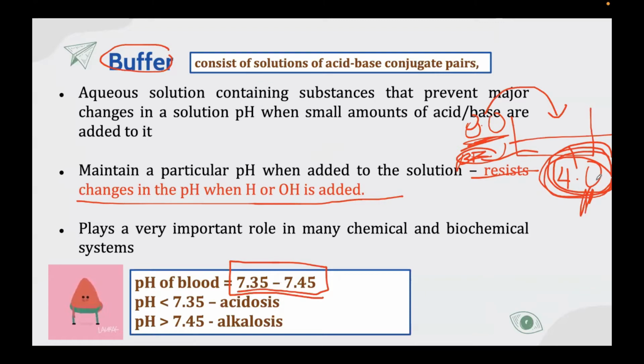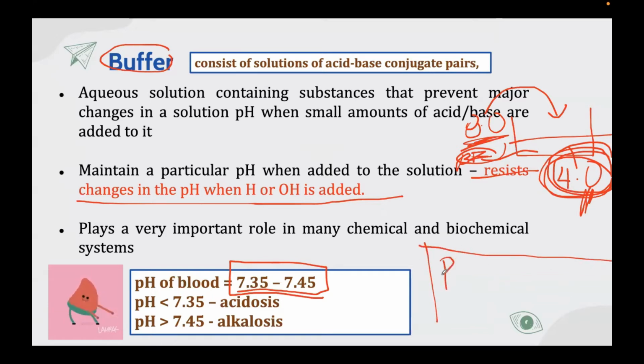Okay? Your buffer plays a very important role in many chemical and biochemical systems. We have to take note the pH of the blood, and then our body must maintain a steady pH to avoid loss of critical biological function, and then it must be maintained at 7.35 to 7.45. Pakikitandaan po ito. Gawa tayo ng box dyan.